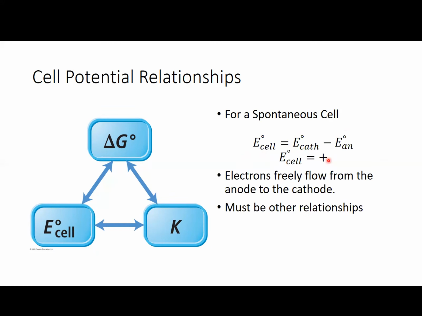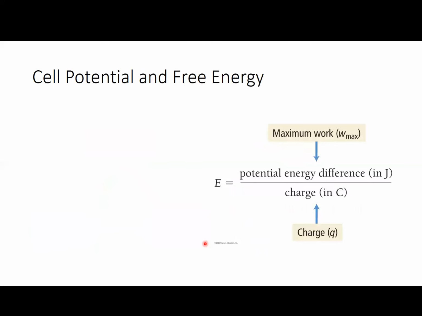But there must be other relationships, right? One of the things that we are aware of is that for something that is spontaneous, Gibbs free energy, or delta G, is less than 0, and Ecell is greater than 0, and K is greater than 1. Now, K being greater than 1 does have a role to play in spontaneity, but what that really means to us, taken by itself, is that the reaction favors the product side, which we're saying is spontaneous in the forward direction.